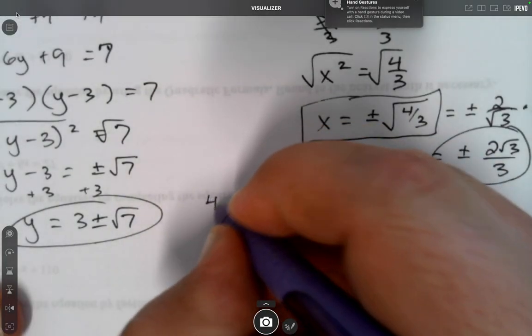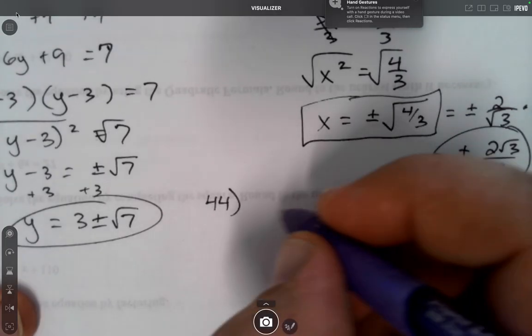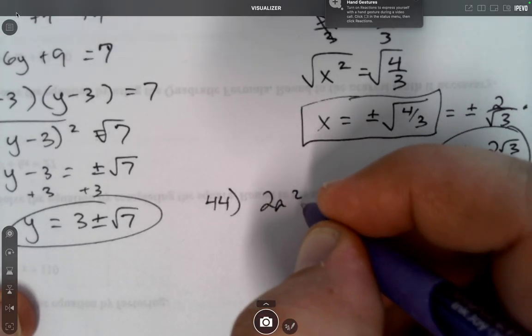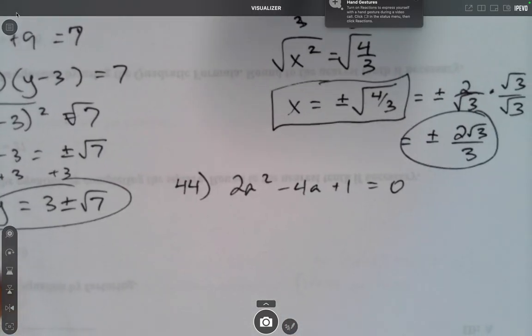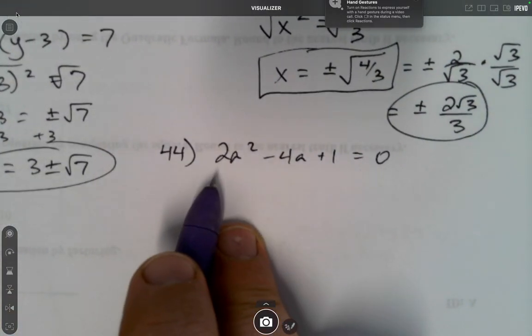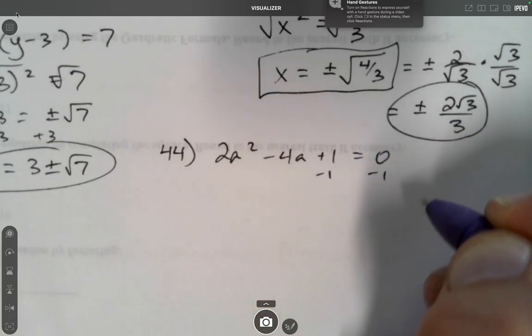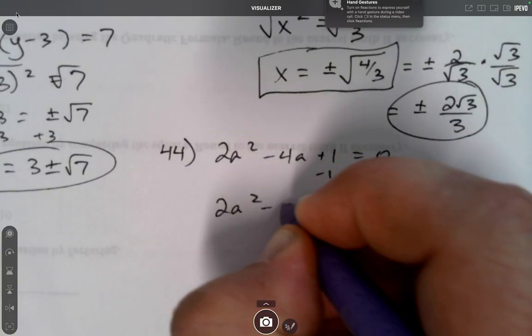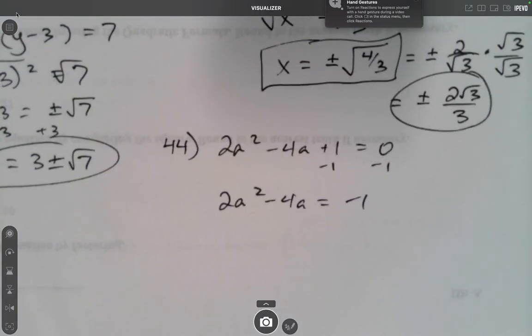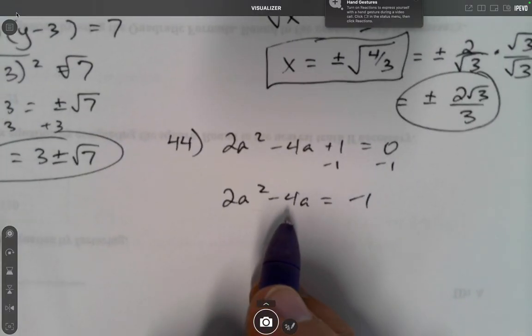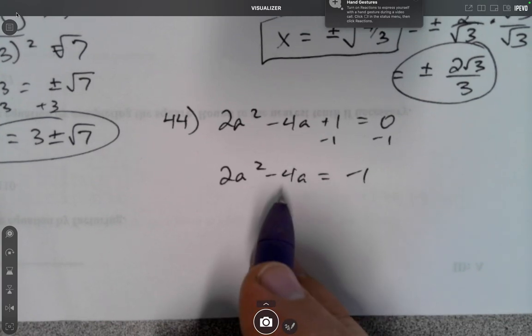Okay, just one more in the completing the square category. We have 2a squared minus 4a plus 1 equals 0. The squared term is positive, that's good. We want to get the constant over to the other side. 2a squared minus 4a equals -1. We do have a linear term, so we cut that in half, cut the coefficient in half to be -2.